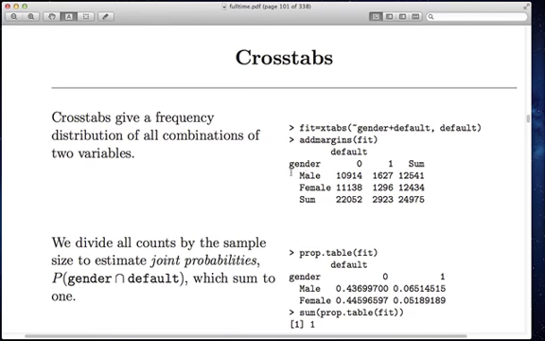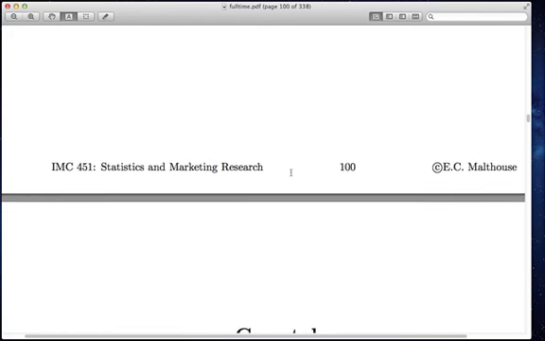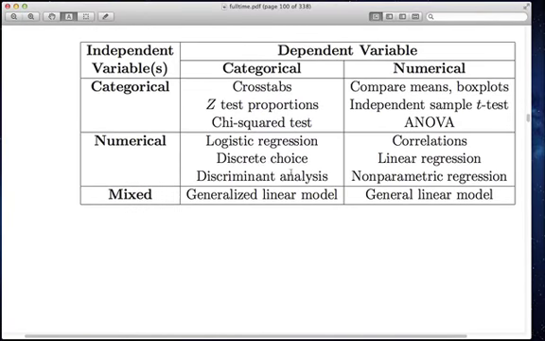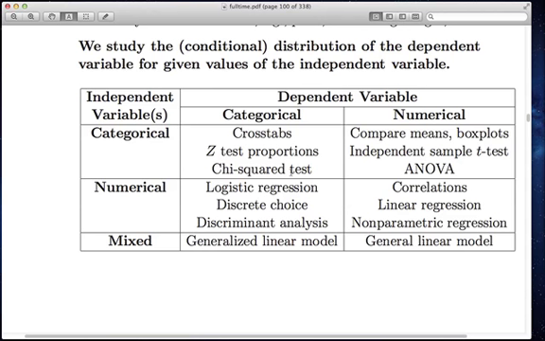This video is going to cover crosstabs and some other important points. Let's put this in context. Remember that if you want to study how two categorical variables are related, then you're going to use a crosstab. So we're in this box right now.